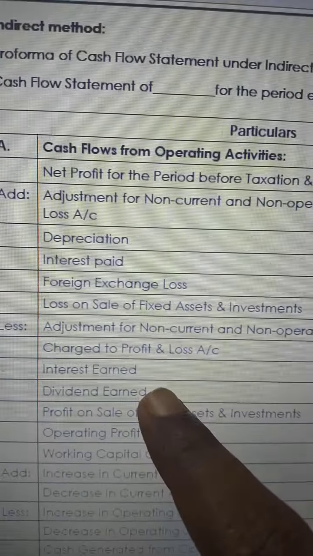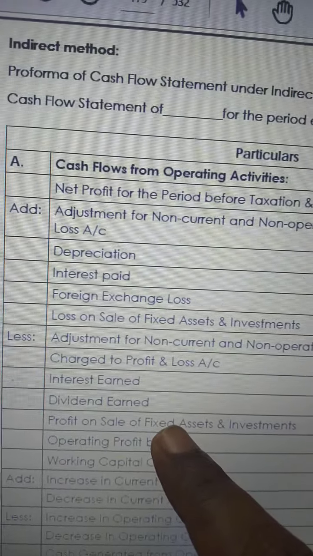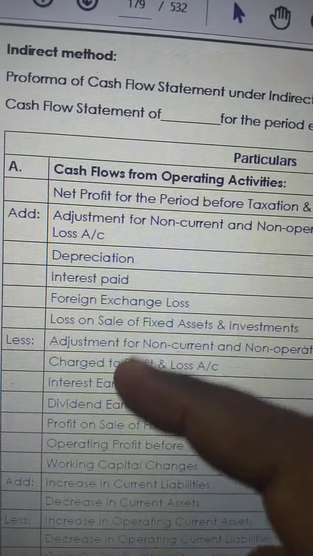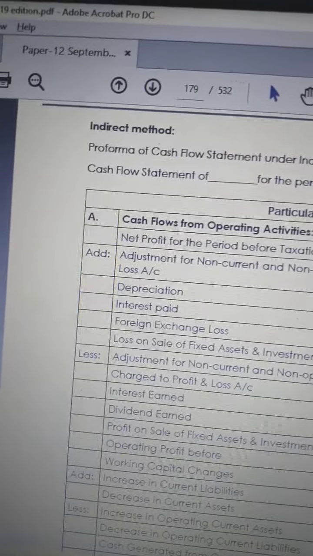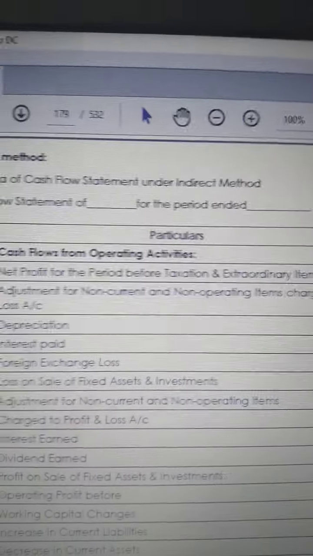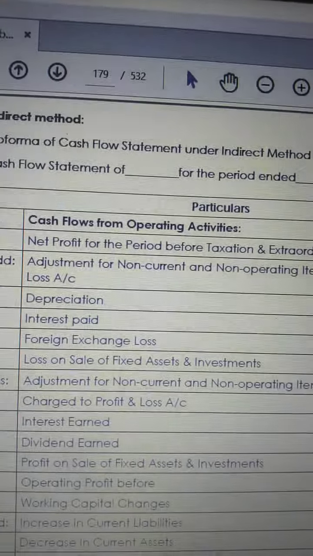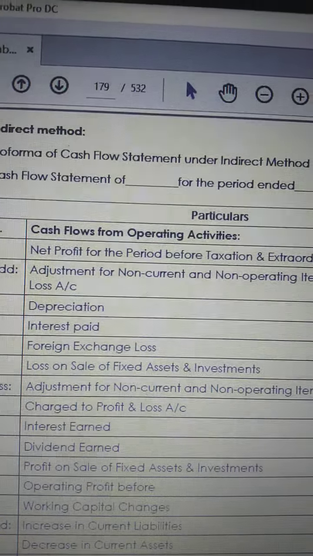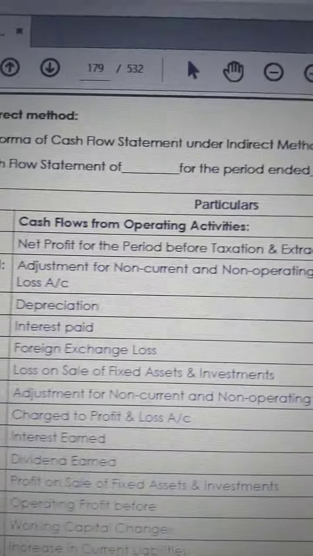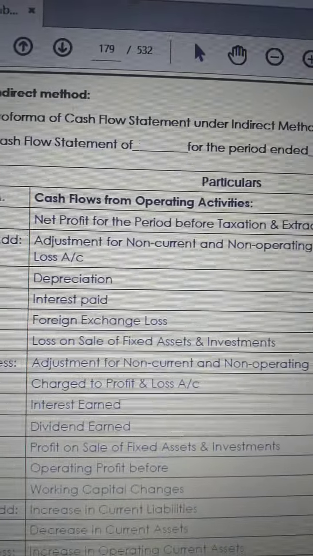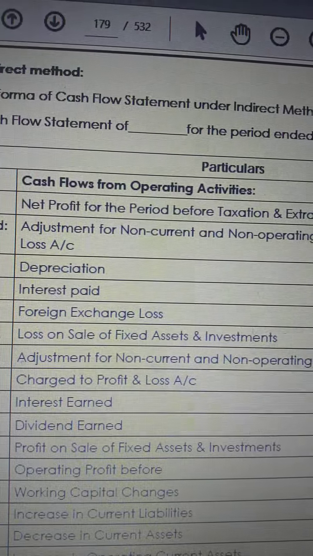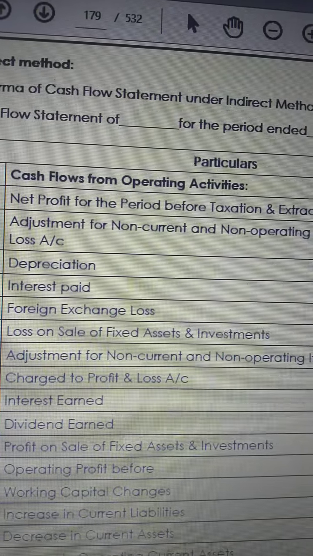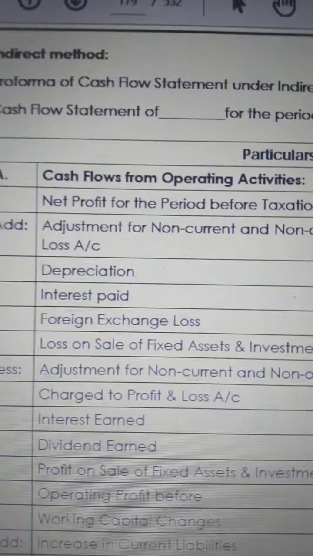Come to non-cash income and non-operating income. Add the expenses, deduct the income. Adjustment for non-cash and non-operating items. You simply read it as non-cash; it is not non-current, it is non-cash. What is the first item? Interest earned. Is interest earned an operating income or non-operating income? It is non-operating income.